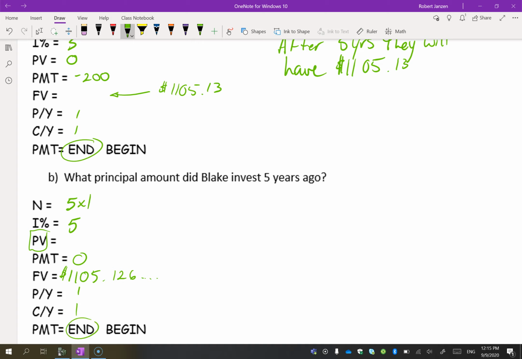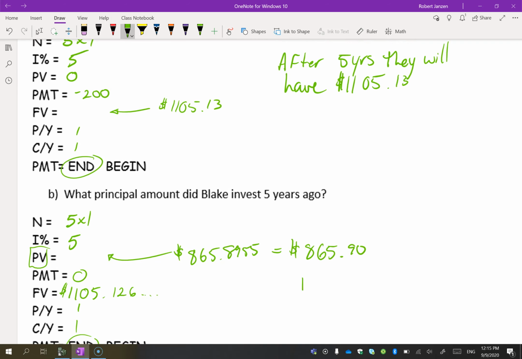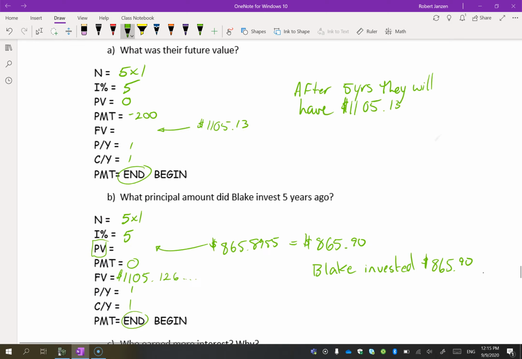Okay. And what is the present value? He initially put in $865. We should round that off to 2 decimals. So he put in $865.90. Okay, so Blake invested that much money. Okay?